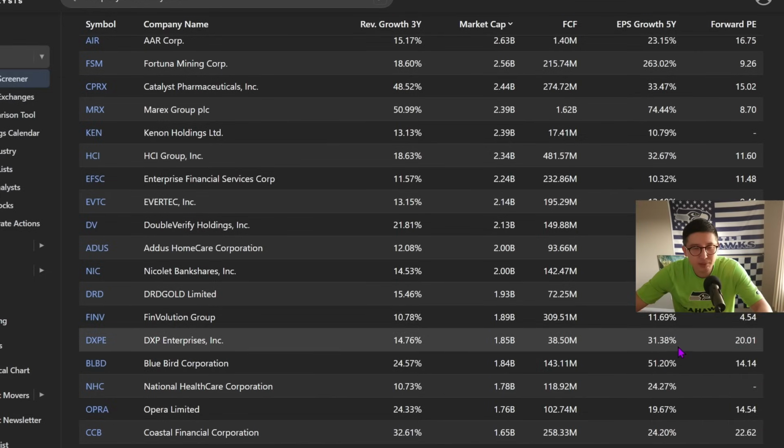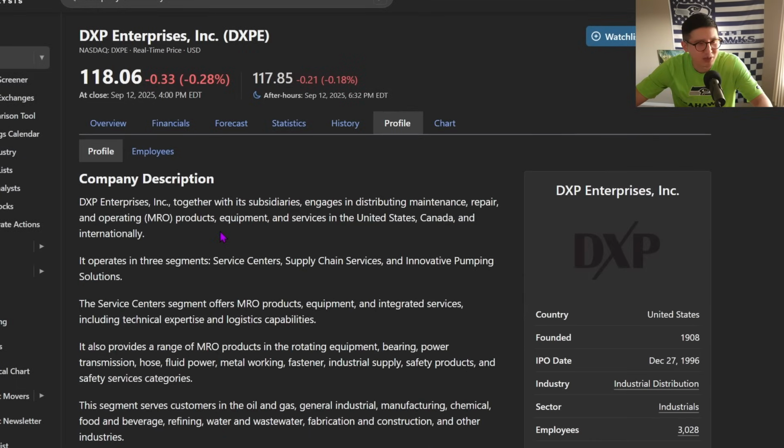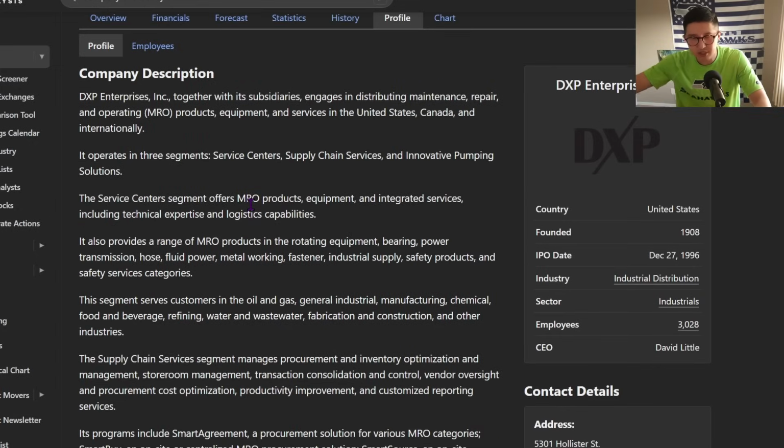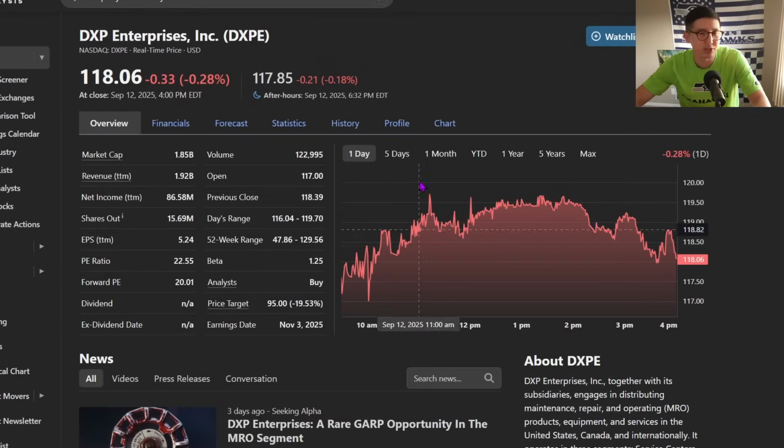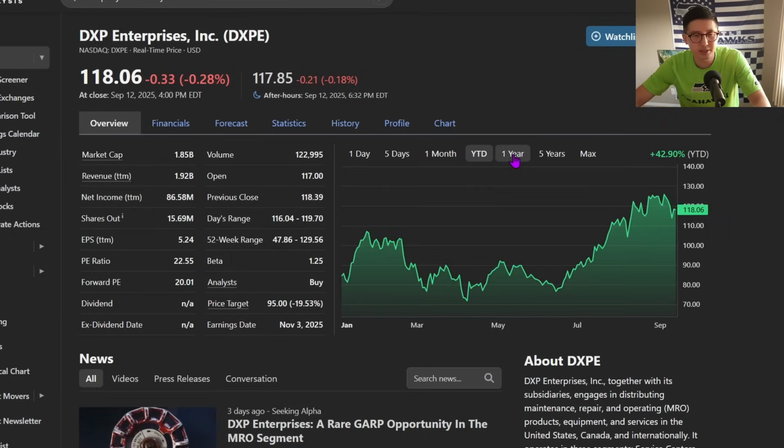DXP. 31% EPS growth, forward trading multiple is a 20. Their business model: together with its subsidiaries, they engage in distributing maintenance, repair, and operating MRO products. Have no idea what that is. It operates in 3 business segments: service center, supply chain. Oh, I know this company. They're in the business of doing the gas stations and the infrastructure to run said gas station. So I think they're a parallel play to the oil and gas field, which is probably why their trading multiple is so low. Take a look at their performance.